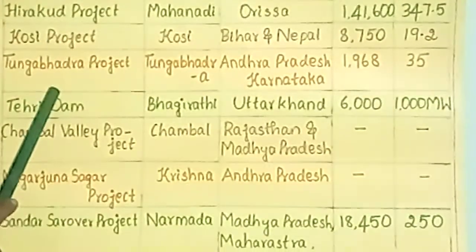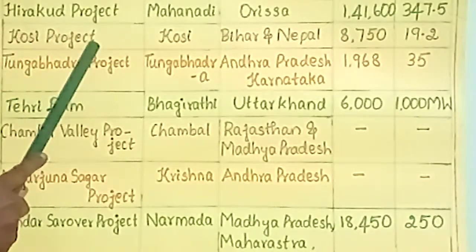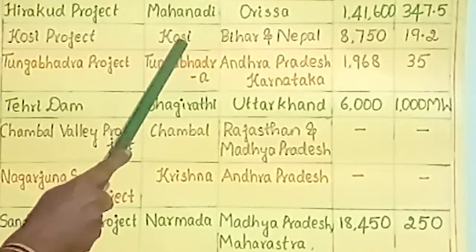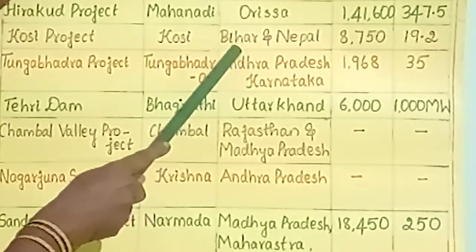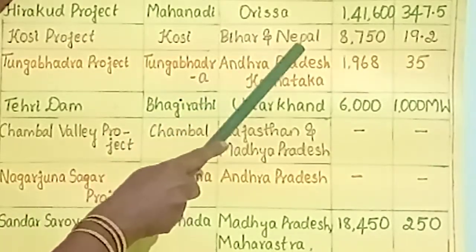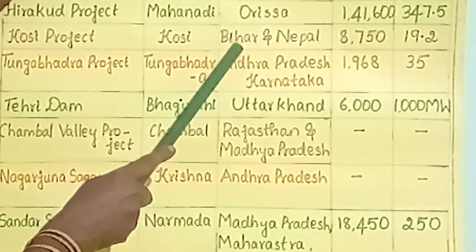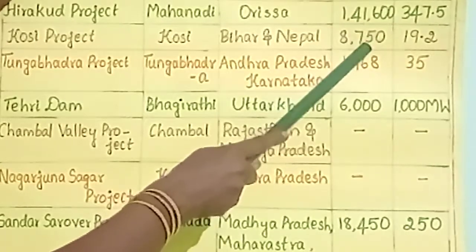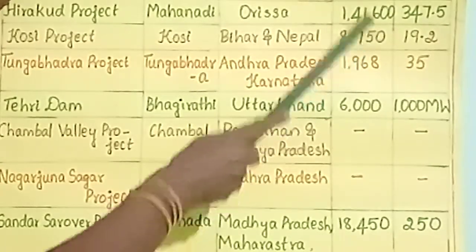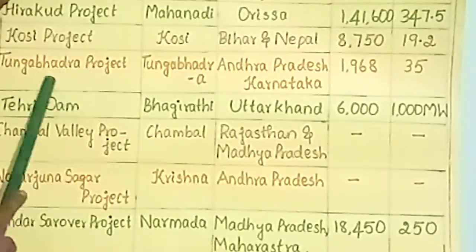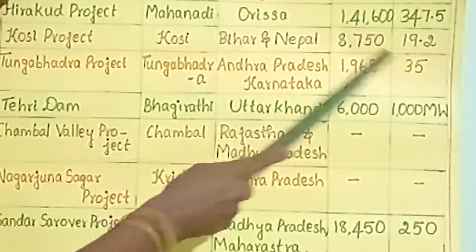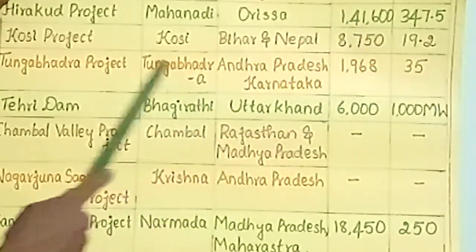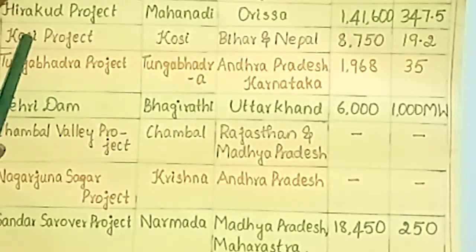Then the next one is the Kosi project. It is a dam constructed across the river Kosi. The benefited states are Bihar and Nepal. 8,750 square kilometers of area are irrigated through this dam's water, and also 19.2 megawatts of electricity are produced.